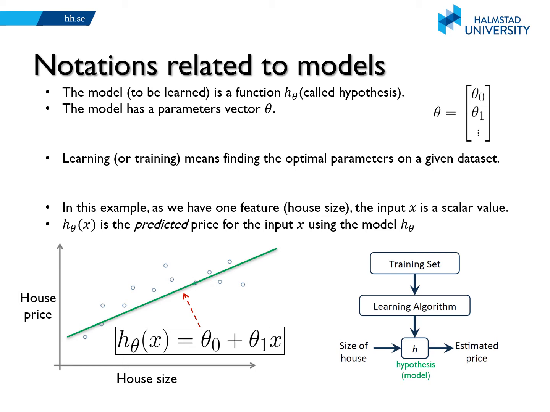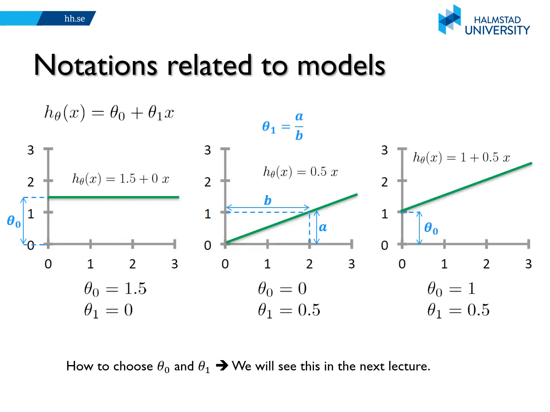In this example, learning means estimating the values of theta 0 and theta 1 that give you the line that best fits this training data. We will see later how to estimate the best values of theta 0 and theta 1. As a quick reminder, theta 0 is the intercept. This is the value at which the line intersects with the y-axis.